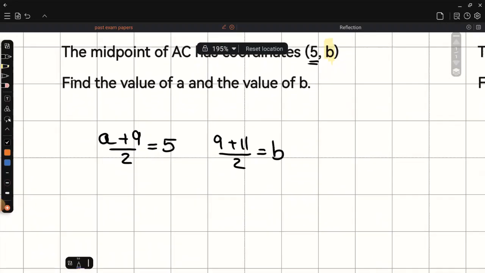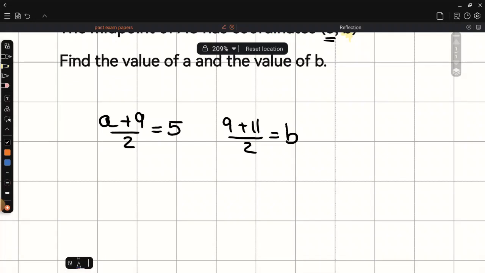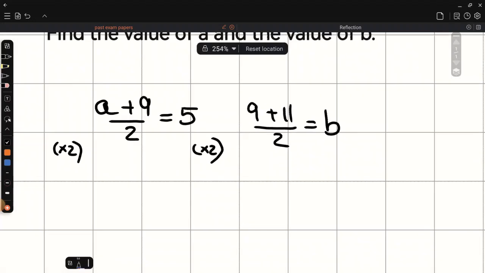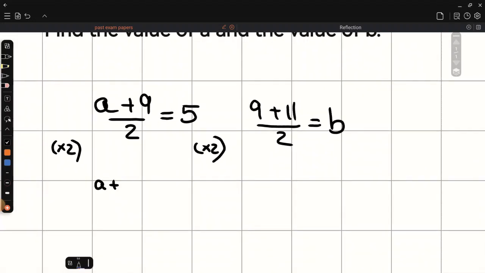Now let's solve the first equation. So what I'm going to do is multiply both sides by 2. So we will have a plus 9 equals 10. Let's subtract 9 from both sides, and a equals 1. Now 9 plus 11 is 20. 20 divided by 2 is 10. So B equals 10. So we got our final answer: A equals 1 and B equals 10.